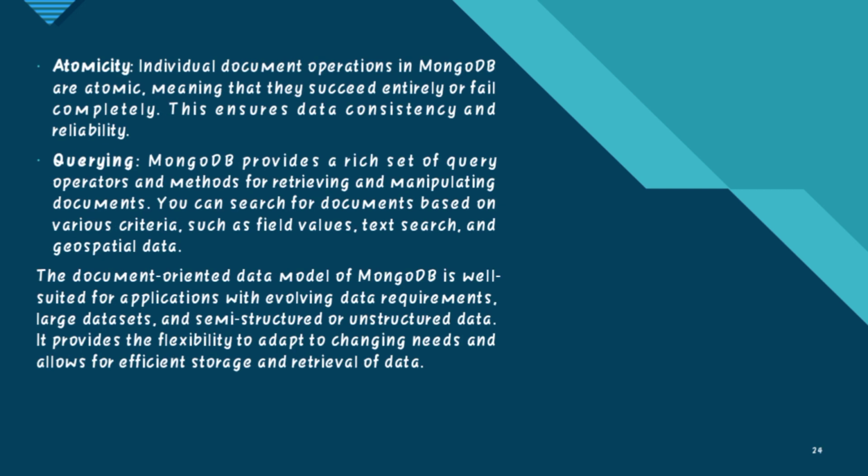Atomicity. Individual document operations in MongoDB are atomic, meaning that they succeed entirely or fail completely. This ensures data consistency and reliability. Querying. MongoDB provides a rich set of query operators and methods for retrieving and manipulating documents. You can search for documents based on various criteria such as field values, text search, and geospatial data.